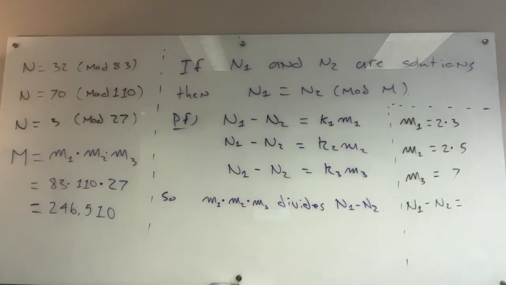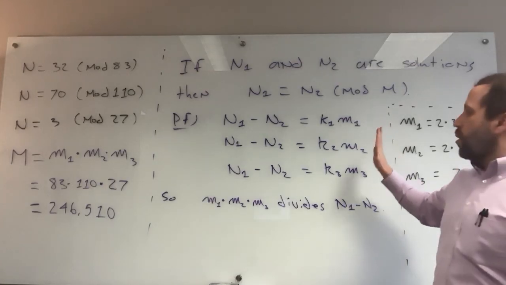Now, n1 minus n2, let's just say, what if n1 minus n2 is equal to 2 times 3 times 5 times 7? Then m1 is going to divide this because 2 times 3 divides it. m2 is going to divide it because we have 2 times 5, and m3 is going to divide it because we have this 7. But notice that the product m1 times m2 times m3 will not divide this, because when we do that product, we're going to have two 2's in the prime factorization, which we don't have over here, right?